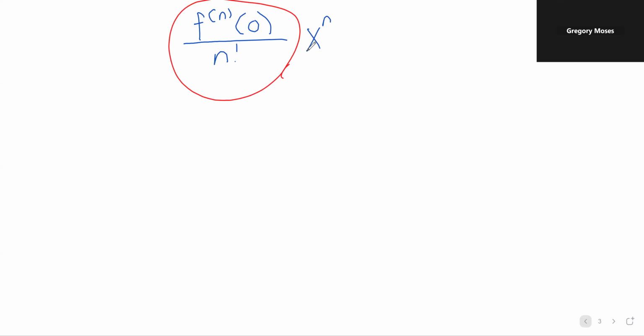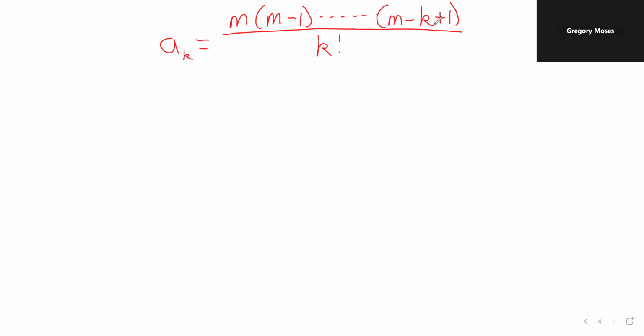And we wind up then, A sub k is the Taylor coefficient. It's the things in front of the powers. We find that A sub k is m times m minus 1 down to m minus k plus 1, all divided by k factorial.